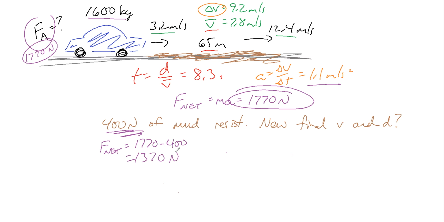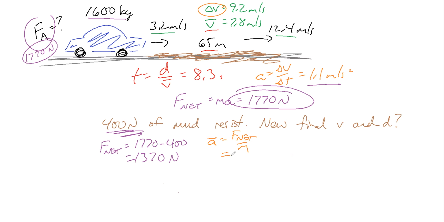So now I've only got 1370 newtons of net force, which of course is going to change my acceleration. Now my acceleration is going to be that net force divided by mass. And before my acceleration was 1.1, it's going to go down a little bit because I've got less net force.